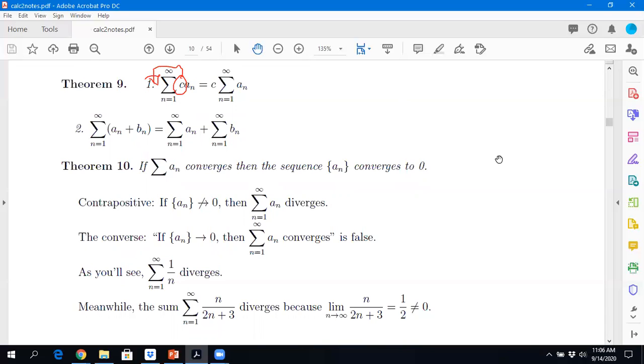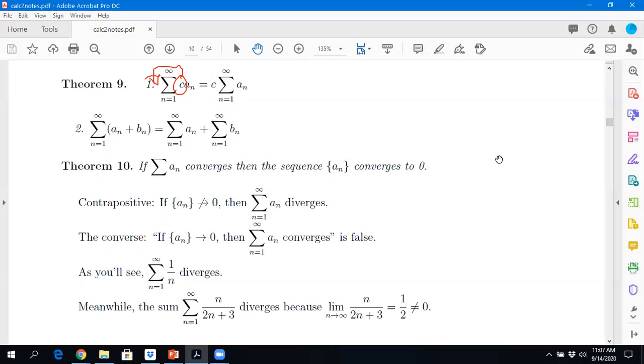And if I ever have a sum where every term is just a sum of two terms, you can break up the sum. Does that make sense? And break up the sum into the series an plus series bn. So series an plus bn is equal to series an plus series bn. That probably isn't too surprising to you.